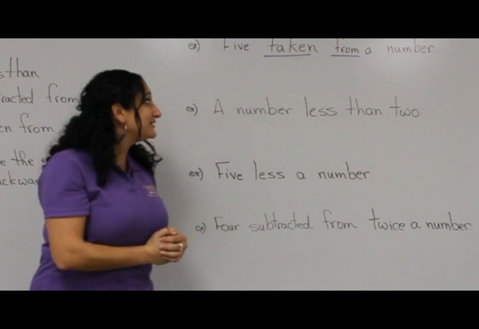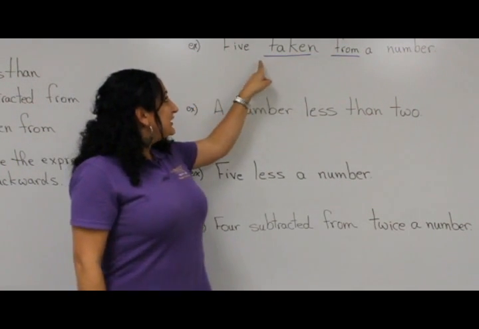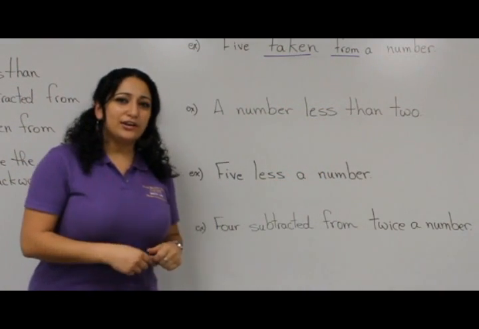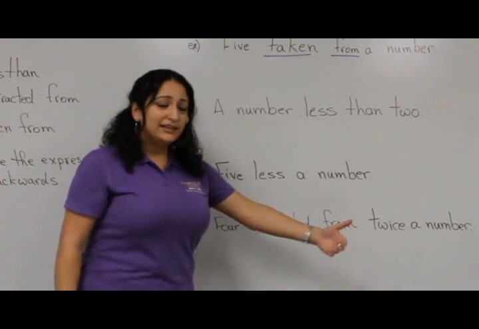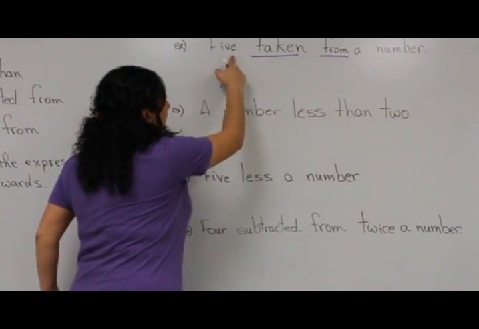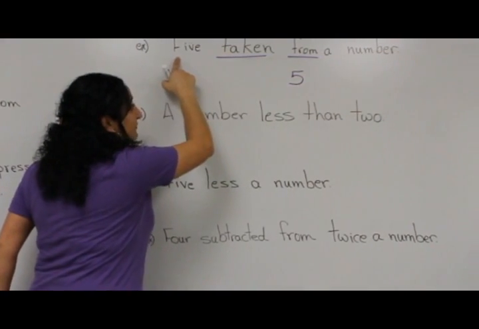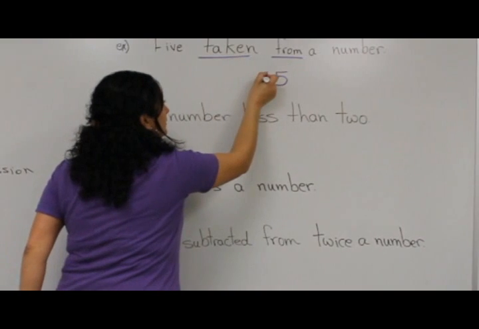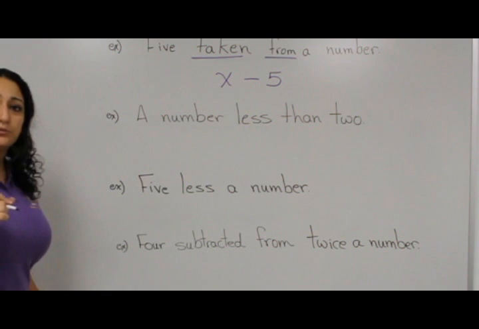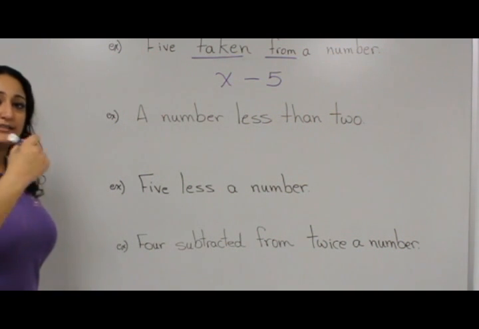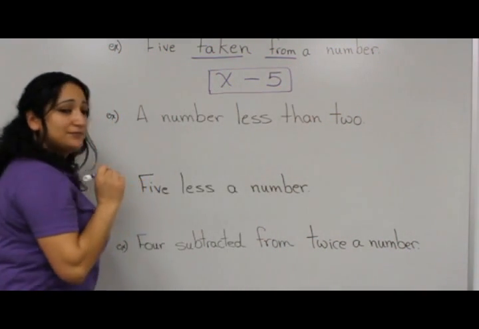Hopefully that made sense. So if I have 5 and we have a 5 that's taken from a number, don't you agree that we have to have the number first so that we can take the 5 from it? So with that in mind, even though we see 5 first, it has to go in the end because it's the 5 that's being taken from the number. So 5 taken from x. So the expression would be written as x minus 5.